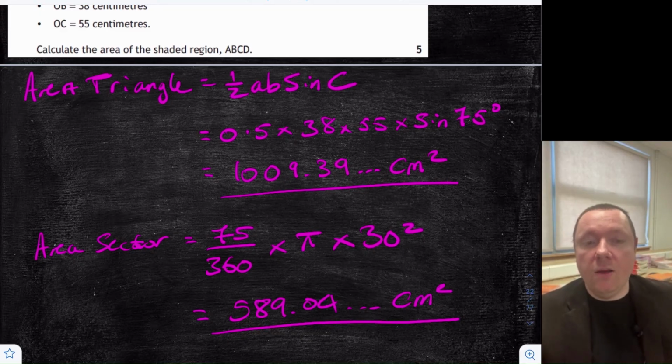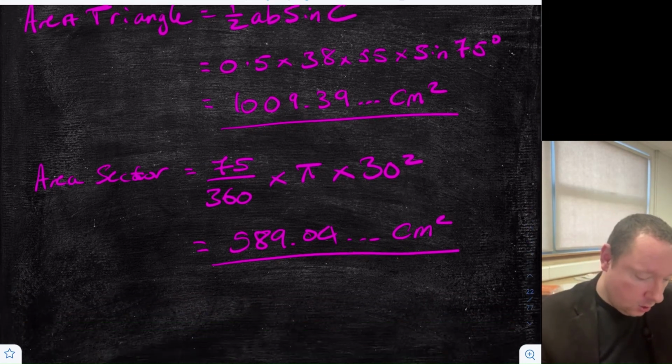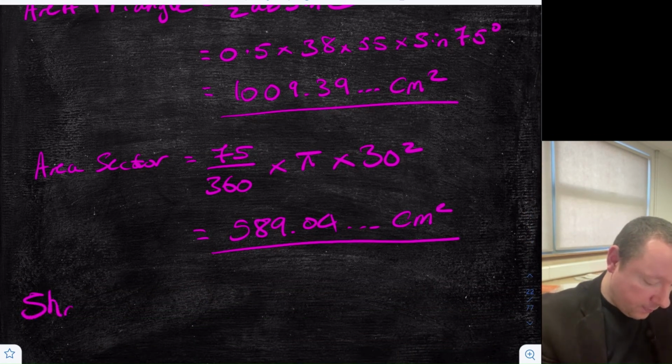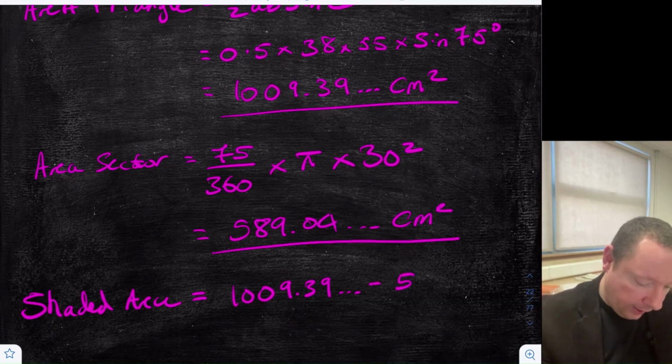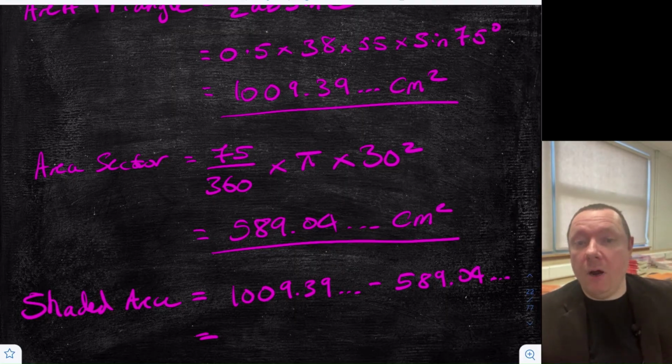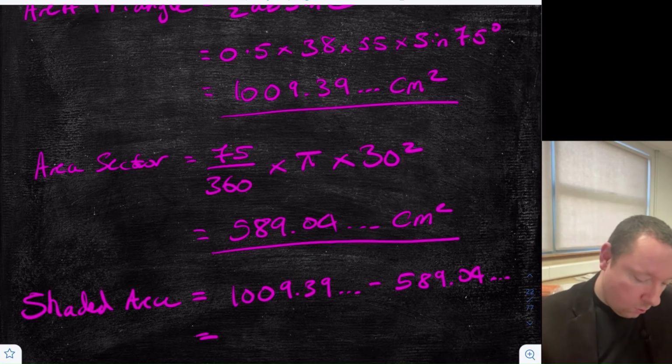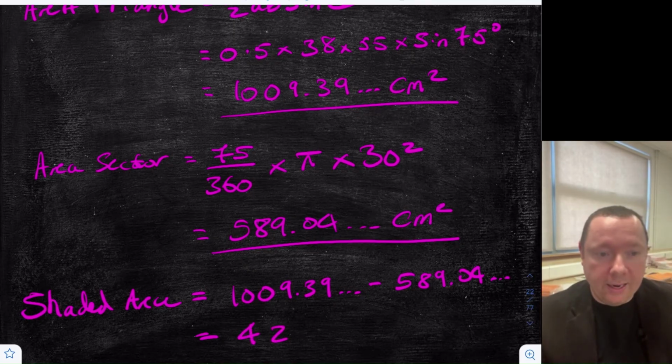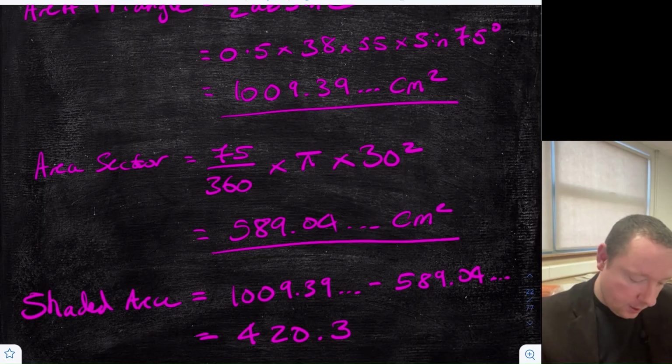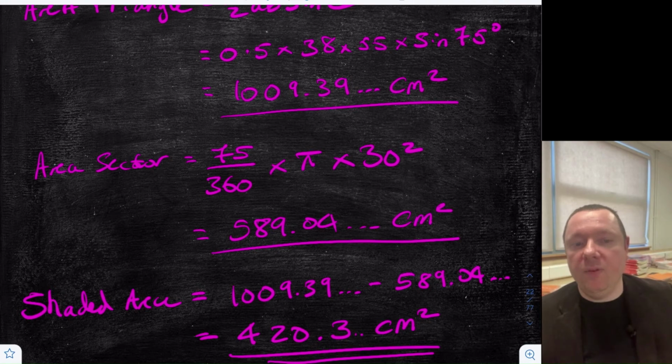There's 2 more marks. The next mark is for working out, you need to do the triangle minus the area and writing that down. So our shaded area is equal to our 1009.39 minus our 589.04. And we get a mark for just writing that down, and then a mark for our final answer, which is about 420.3 centimetres squared. And also I'm putting dots because I've not rounded, but 420 would be fine, or 420.3 centimetres squared would be fine as well.